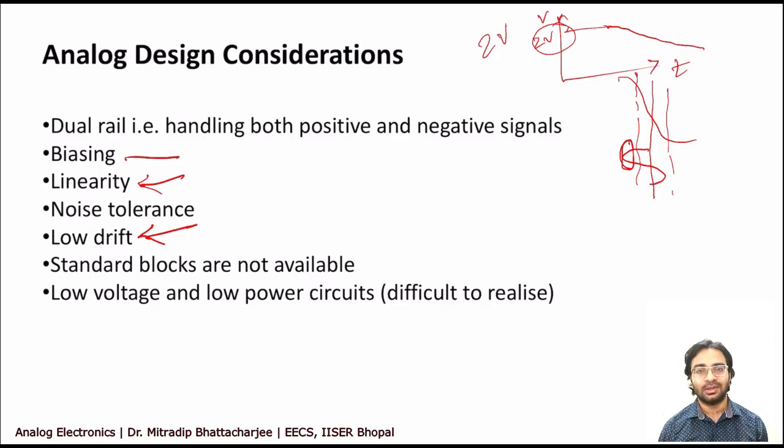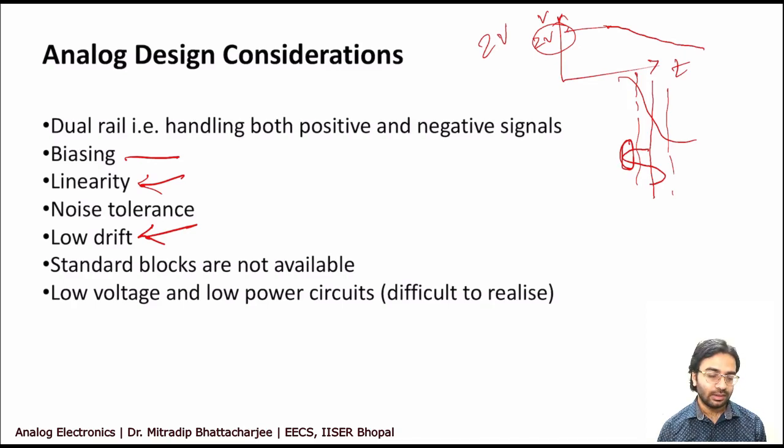That's why intellectual property creation is very difficult in analog. In fact, you cannot create it, because each system has different circuits. So how can you say that I have a circuit for this application? Because it's not the case. But in digital, maybe you have designed some multiplexer which can be used for this application. So you can say it's my intellectual property. So standard blocks are not available for analog.